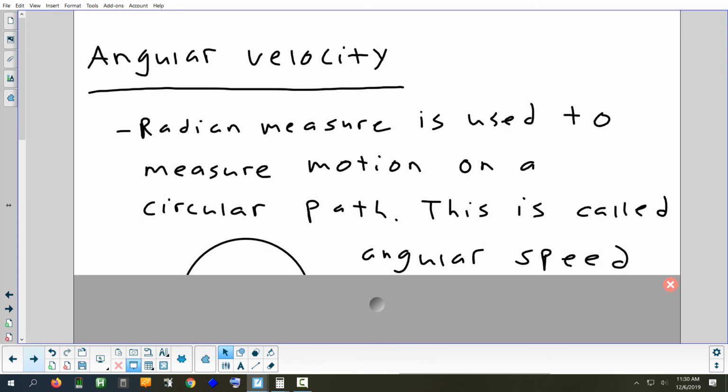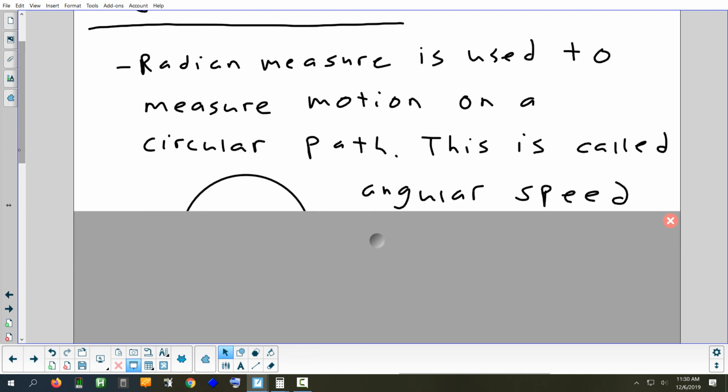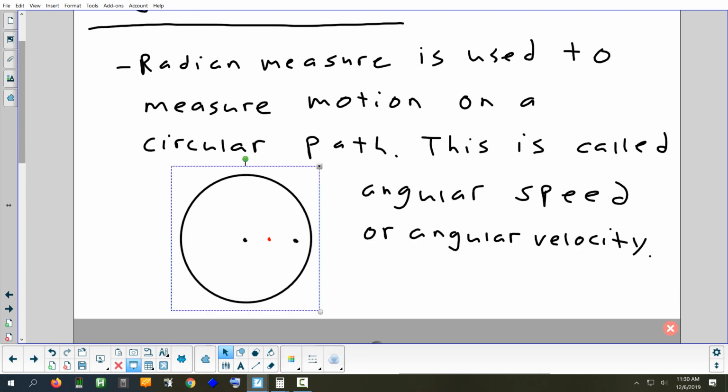So we already have a way to measure the speed of something that moves in a straight line. So why do we need this? Why do we have to invent some other way to measure speed besides the way we already have? Well, if you don't use this, things get kind of weird when you try to measure the speed of something spinning.